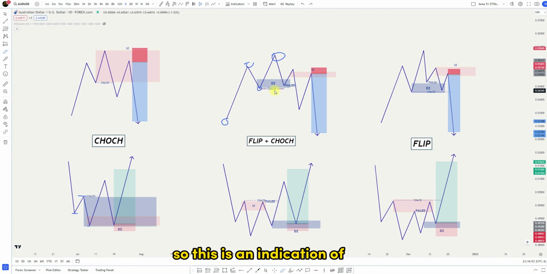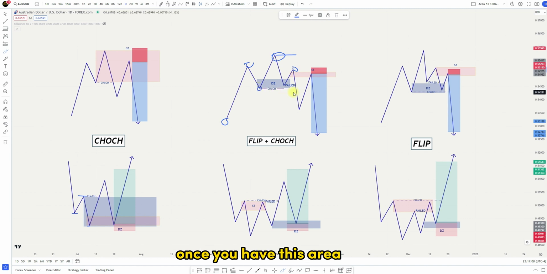So this is an indication of where demand wasn't able to take the price high to create a new high, but supply came into the market and took the price to the downside, creating a failed demand zone and a change of character. All right.